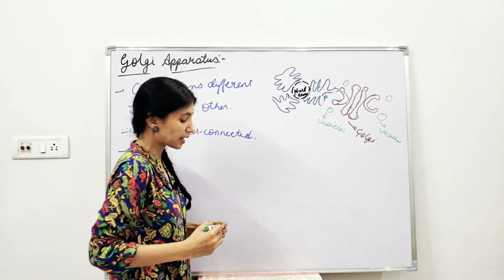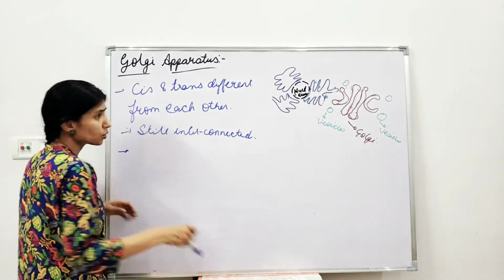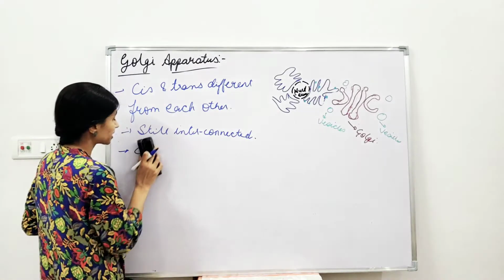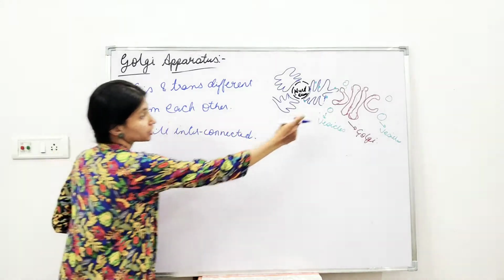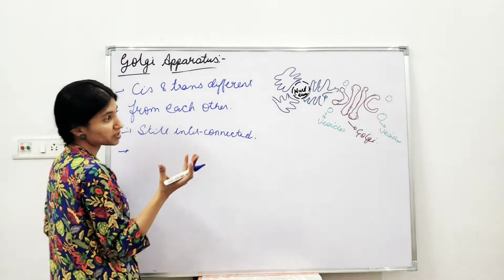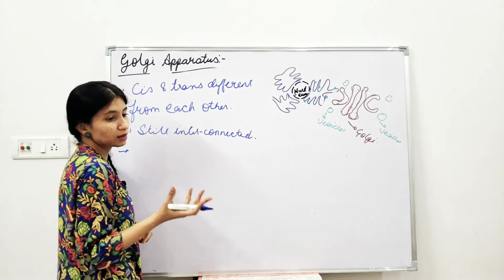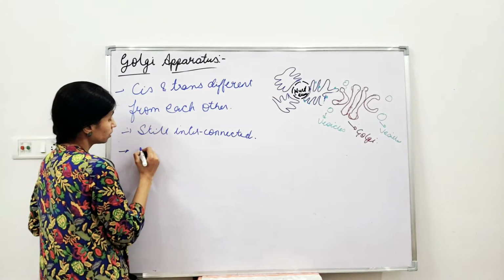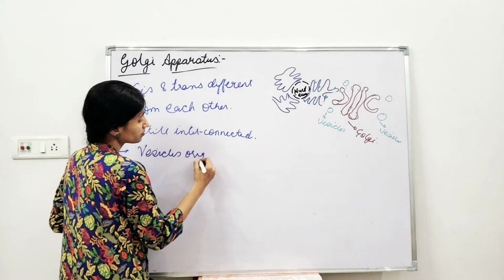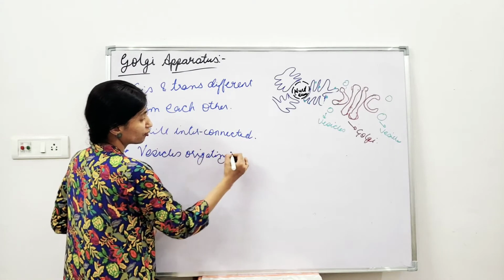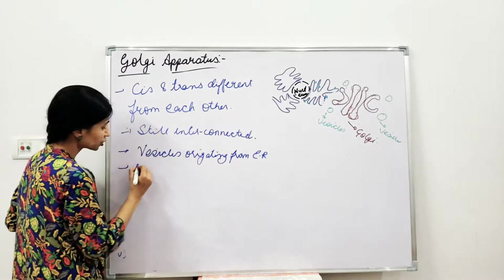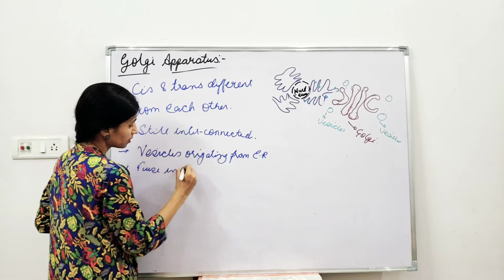Now, what they do, these vesicles which are coming, they come from the endoplasmic reticulum carrying the protein, or carrying lipids, you can say. So what they do, the vesicles originating from the ER actually fuse into the Golgi.